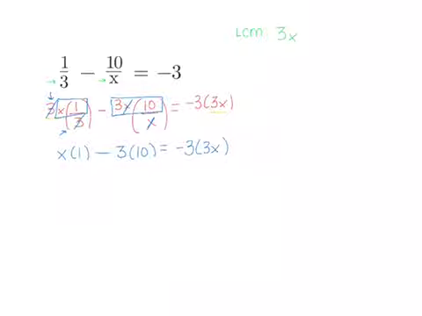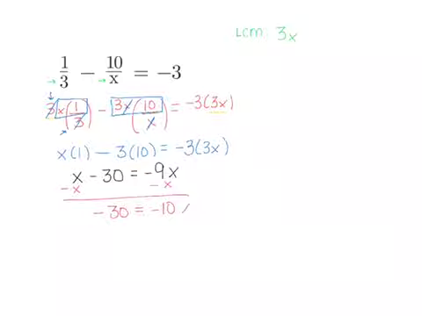Okay, now let's start simplifying this. 1 times x is x. -3 times 10 is -30. And over here, -3 times 3x is -9x. I'm going to start by moving the x over. I'm going to subtract it from both sides. So -30 is equal to -10x. Then I'm going to divide both sides by that -10 so I can isolate x, which means x is equal to 3.